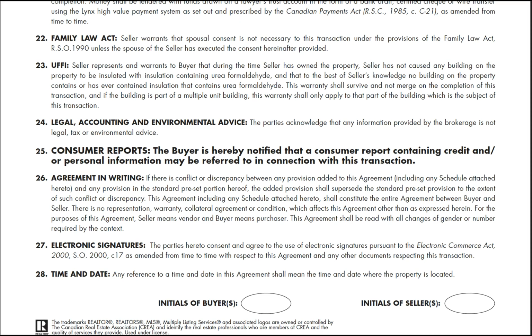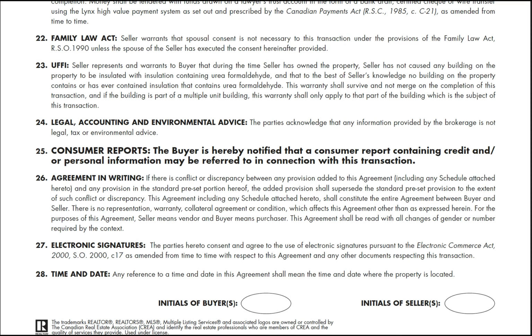Why is this clause important? Basically, it prevents any disputes over verbal agreements. It ensures that any special conditions added in this agreement take priority over the standard clauses, and it protects both parties by making sure that everything is documented and legally binding. And it clarifies that there are no extra promises existing outside of what is written in this contract.